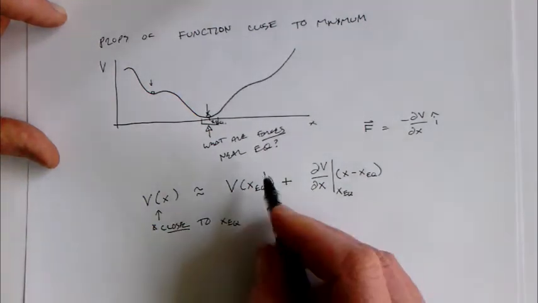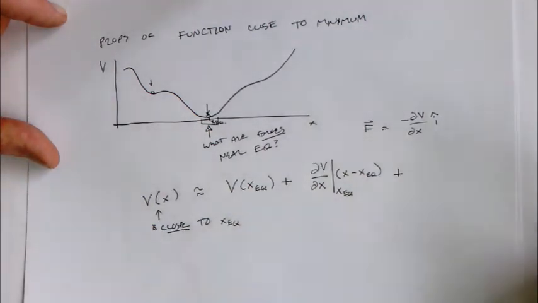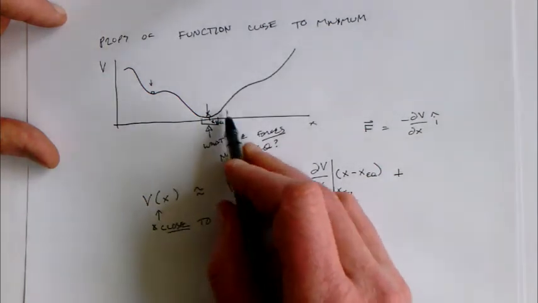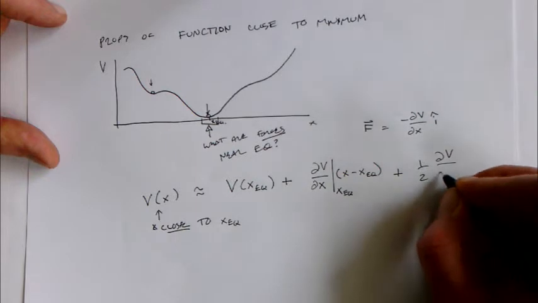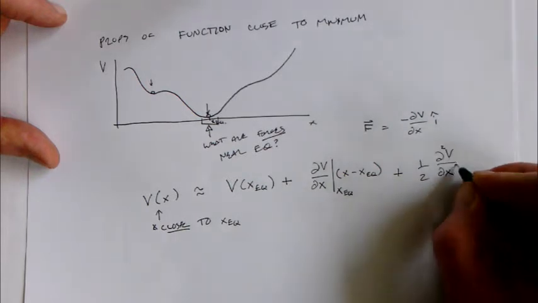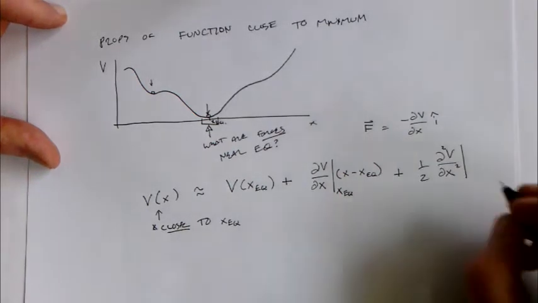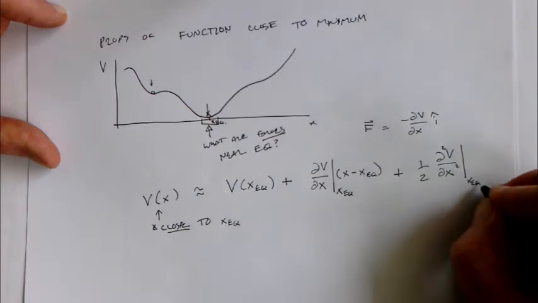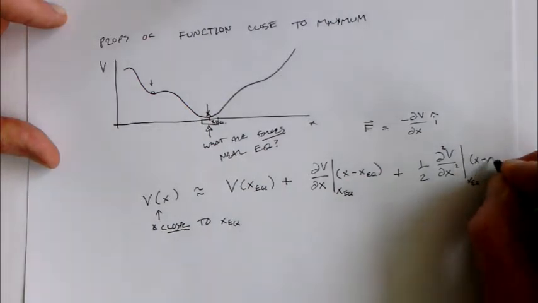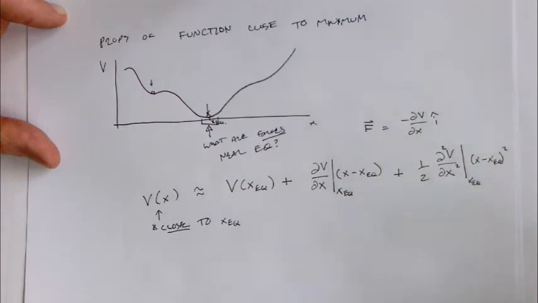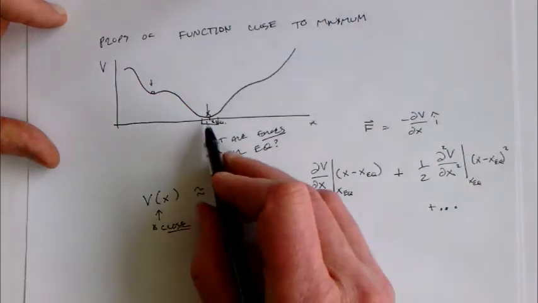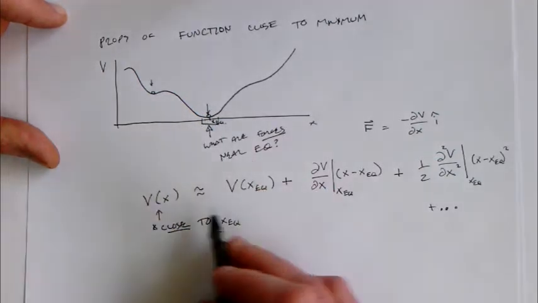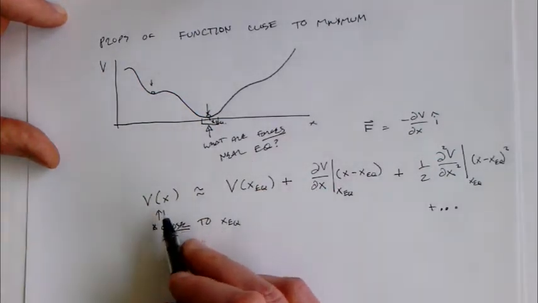And I could go a little bit further and say, okay, the next term has to do with the curvature at that point. So I'll get 1/2 the second derivative with respect to x, again evaluated at x EQ, times x minus x EQ quantity squared. And so on. So I could do a Taylor expansion around this point in order to figure out what the potential was.